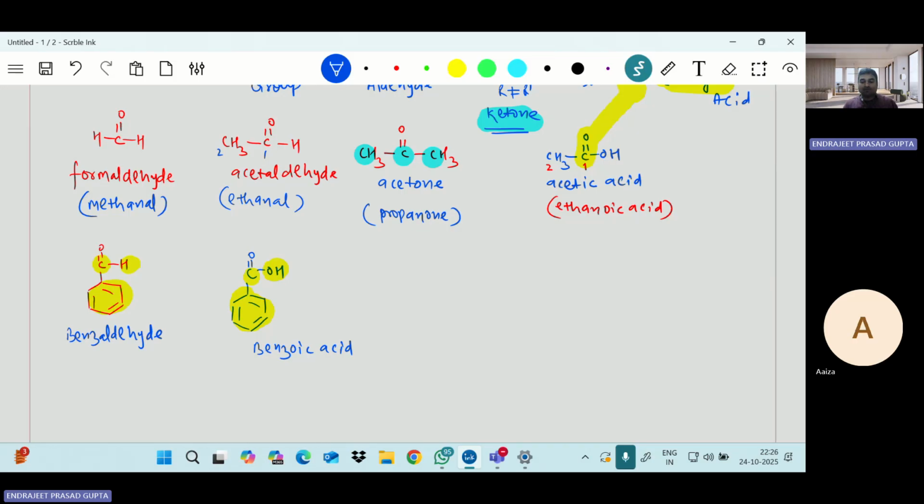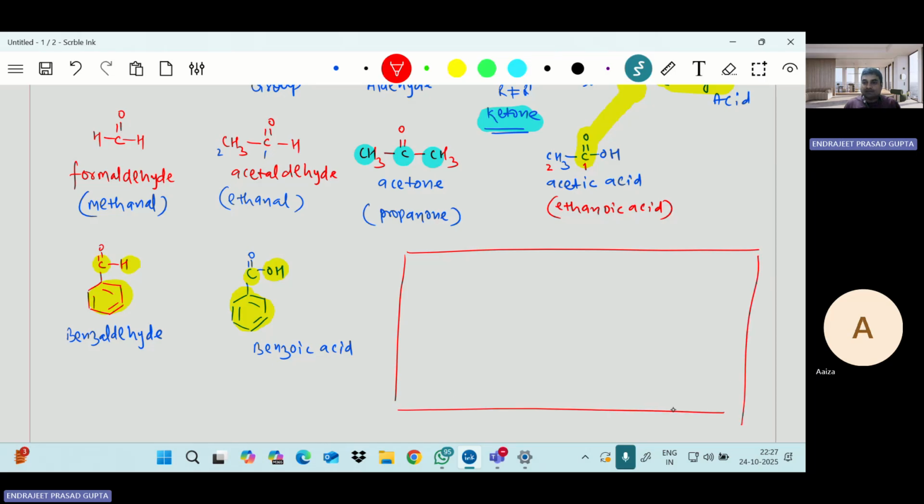So the very important thing is to identify the aldehyde, ketone, and carboxylic acid. In the case of aldehyde, CHO is there. In the case of ketone, the middle C double bond O carbonyl carbon has carbon chains on both sides. In the case of carboxylic acid, the middle carbonyl carbon has a carbon chain on one side, and the other side must be OH. Clear? It's not in your syllabus, but you should know.